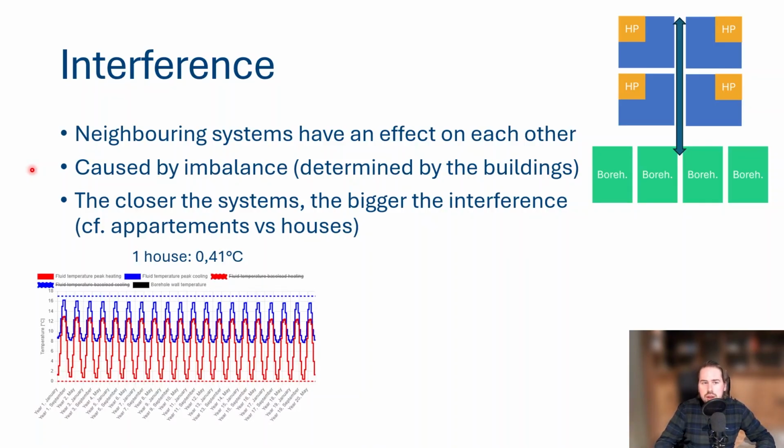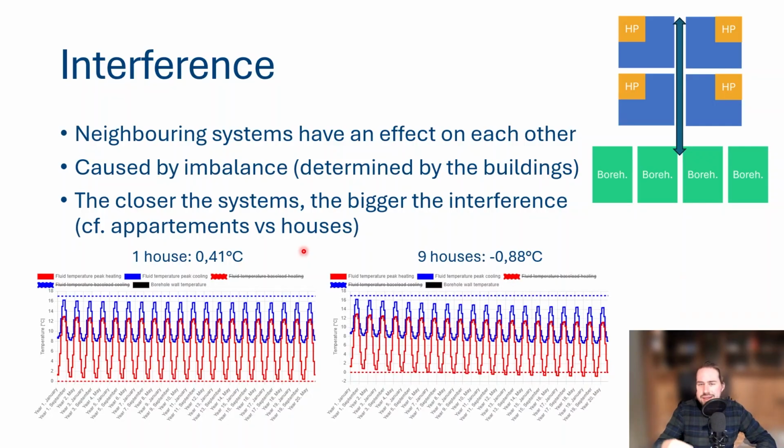And just to show you, if you have one house with a particular borehole depth, you can design it in such a way that you end up with a good temperature point, 4.1 Celsius in the long term. But if you, for example, say, okay, we have 8 houses around us, 9 houses in total, having the same design will give you minus 0.88 degrees Celsius. So if you have an individual design, you still need to take into account this interference, because especially if your neighbors are close, this will lead to significantly different results.